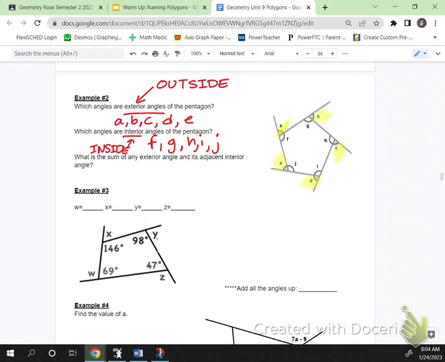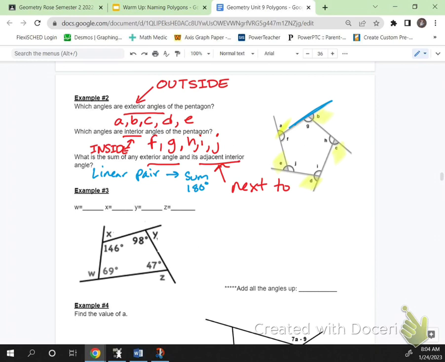What is the sum of any exterior angle and its adjacent interior angle? What does adjacent mean? Next to. So what is the sum of any exterior and interior angle that are next to each other? 180, because they make a line, they make a linear pair. So the sum is 180 degrees. Are we okay with that? We're going to try it in an example here.